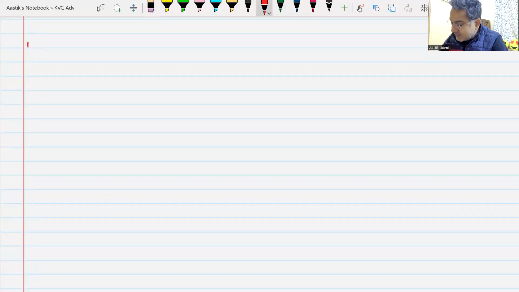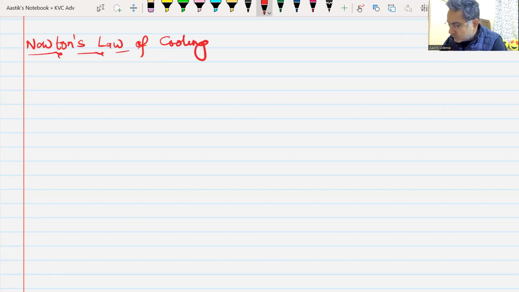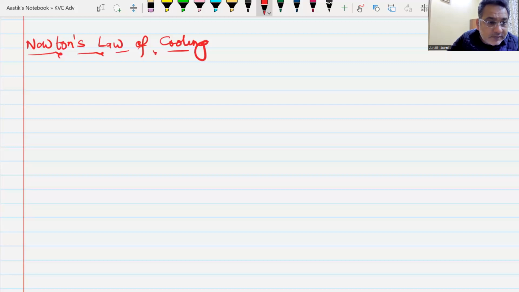The next heading is the last heading for this, and we end with the famous Newton's law of cooling. What is this Newton's law of cooling? Remember, it is only valid for a small temperature difference: 5 degrees, 10 degrees, 15 degrees, not more than that.